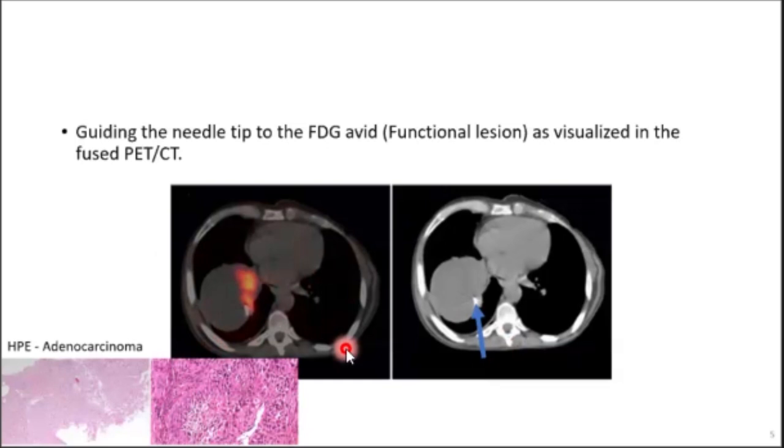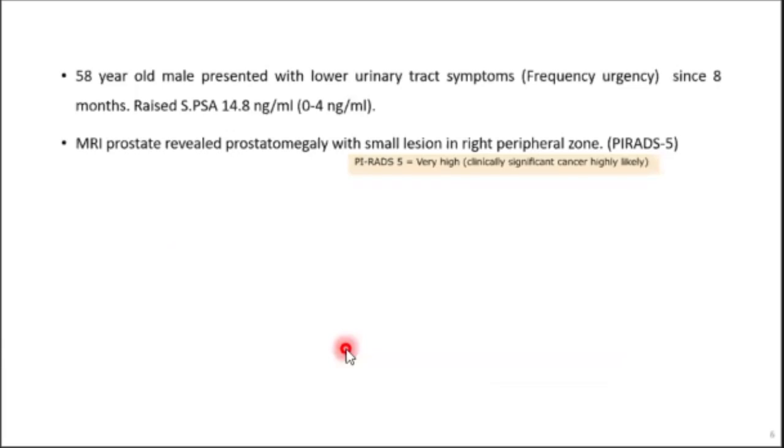Now comes the second example. Here, it is a 58-year-old male who presented with lower urinary tract symptoms like frequency and urgency for 8 months. He has an increase in serum PSA, around 14.8 nanogram per ml. The reference range of PSA value is 0 to 4 nanogram per ml.